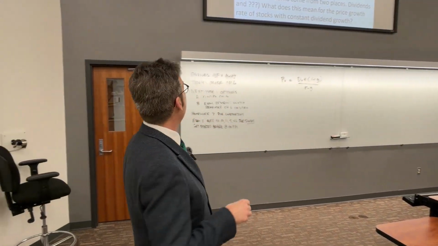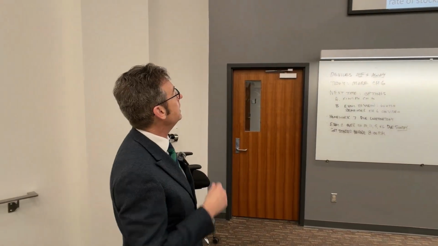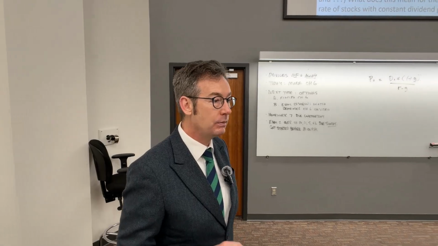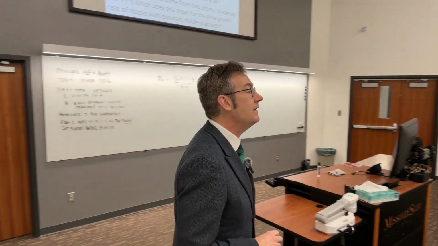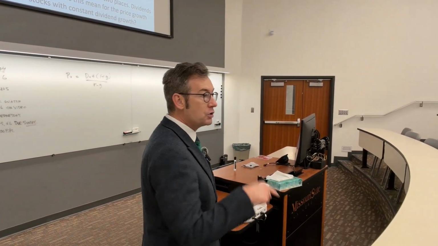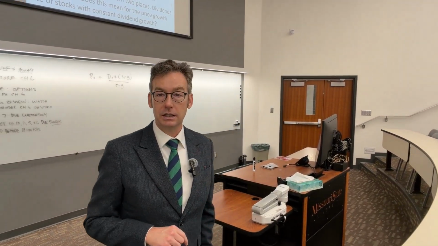Okay, so what we're going to do is rearrange that to find the required return. And when we do that, just a little bit of algebra here, we end up with the required return is equal to D1 over P0. D1 over P0 is the dividend yield. So that first part is just the dividend yield.